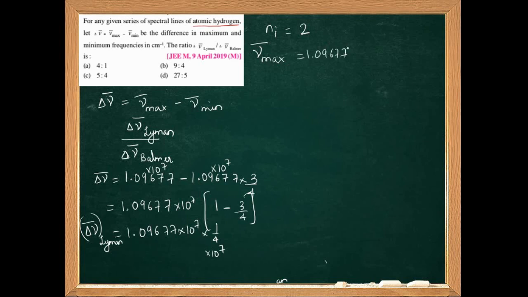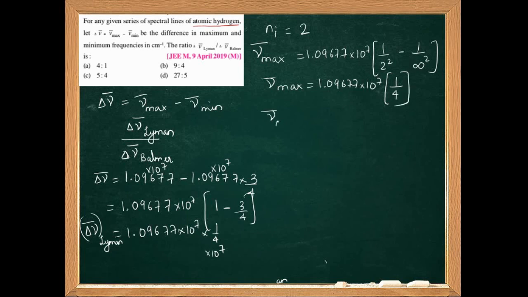So nu max for Balmer will be 1.09677 into 10 to the power 7. The initial value would be 1 upon 2 square and the final value would be 1 upon infinity square. So 1 upon infinity square again becomes 0. So nu max for Balmer is 1.09677 into 10 to the power 7, 1 upon 2 square, which is 1 upon 4.